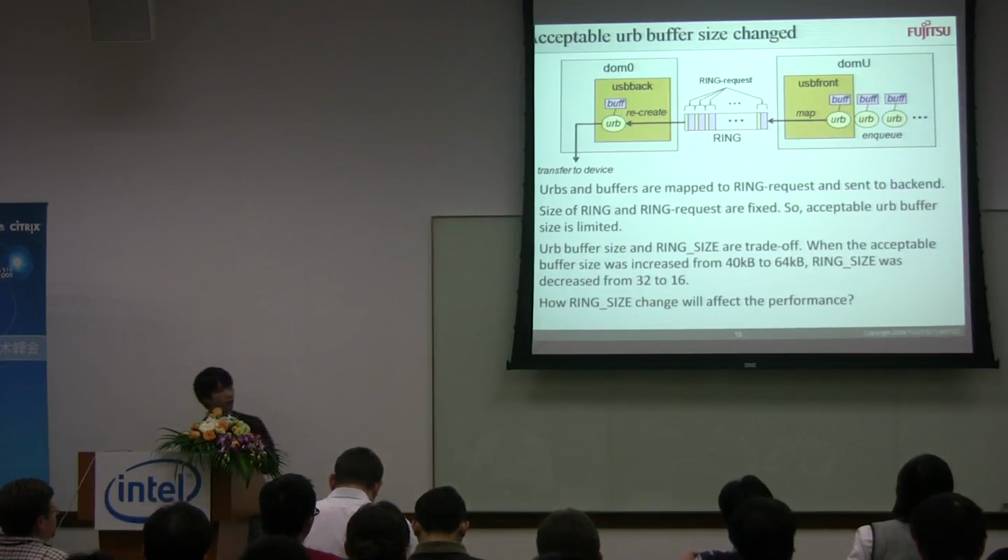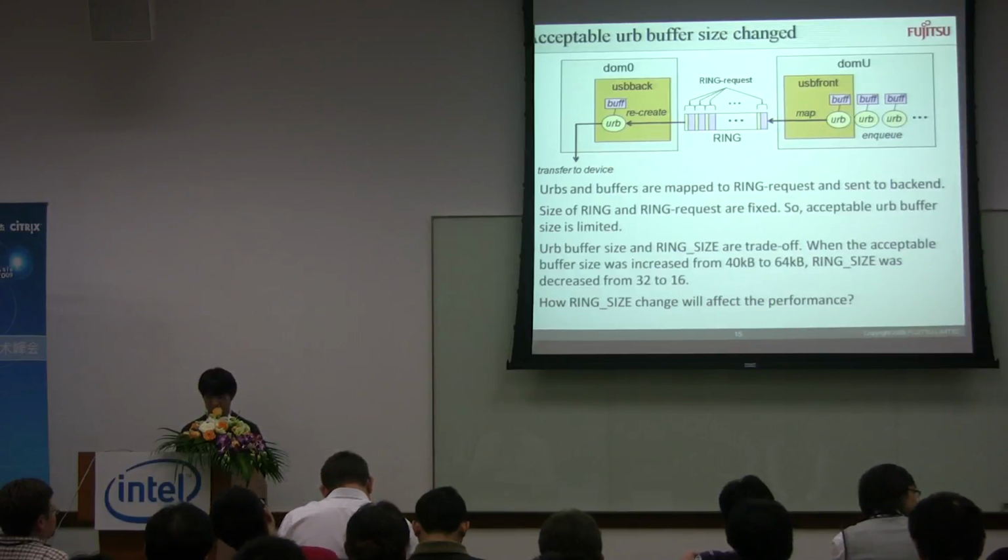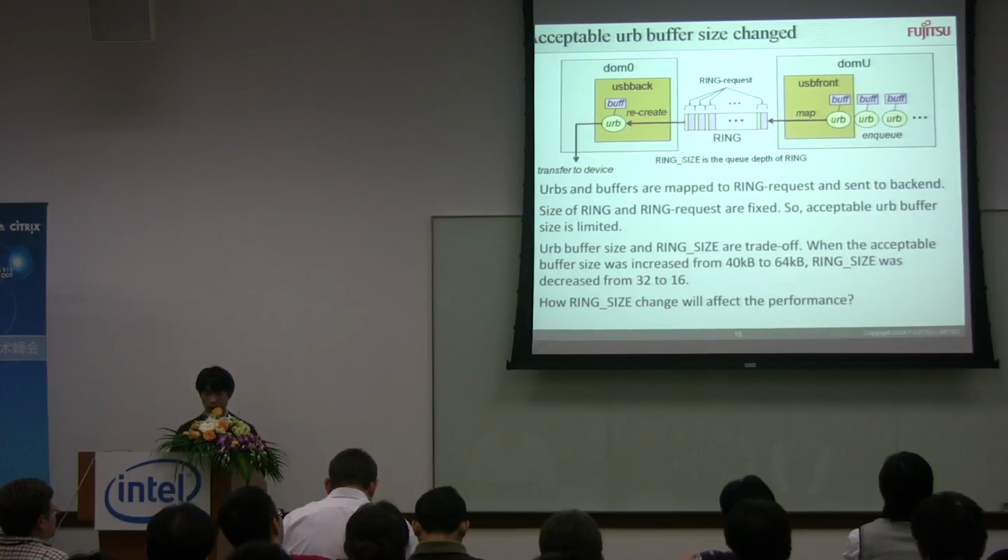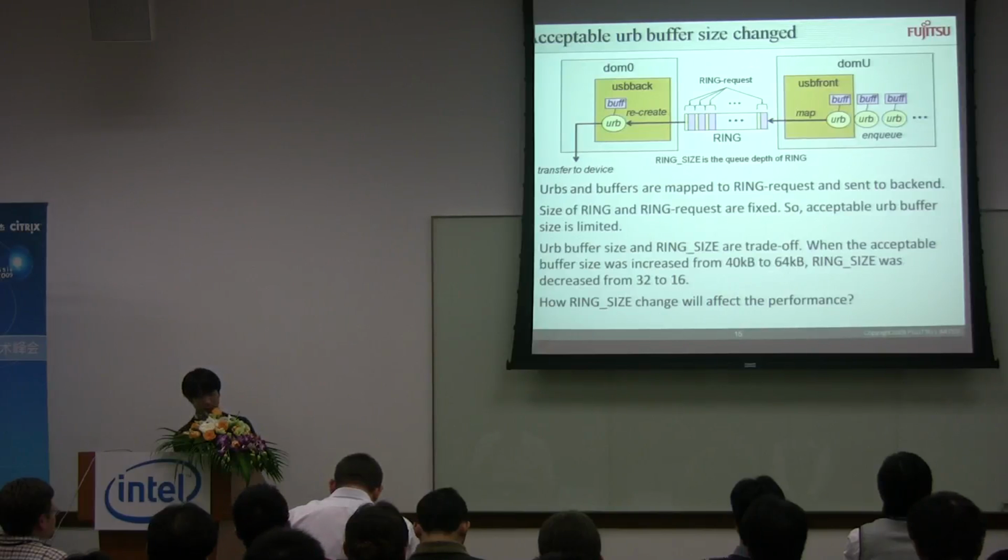The ring is a page, and so the acceptable URB buffer size is limited. Ring size is the queue depth of the ring, the number of requests of the ring. Ring size and URB buffer size are a trade-off. If the buffer size and the pink shaded areas become larger, the number of ring requests, the ring size, is decreased.